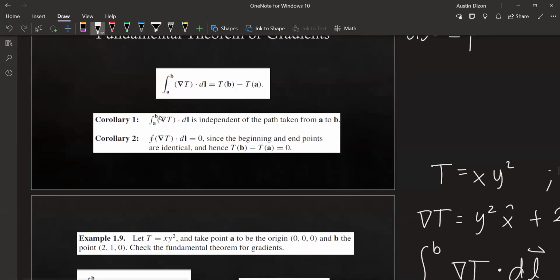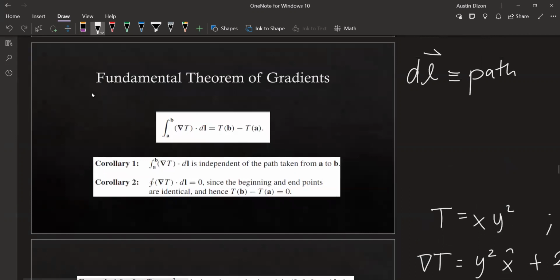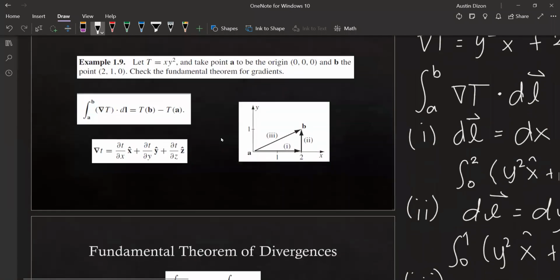So, minsan ganun yung mga technique, yung mga daya na gagawin mo sa problems mo. Itatry mo siyang ipilit isulat as something like this. Then you invoke the fundamental theorem of gradients. Then you can say that yung value nito, however, kahit gano'n siya ka-complex na thing, pwede mo siya isulat as Tb minus Ta. Very nice.